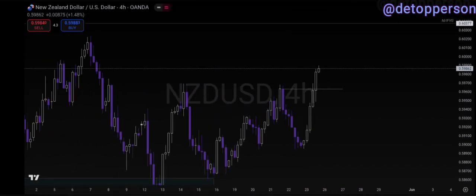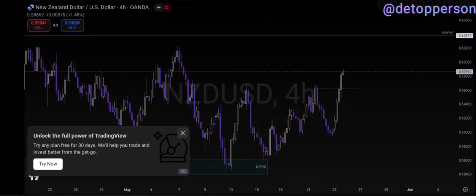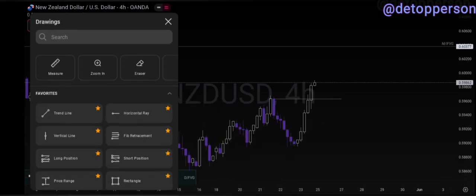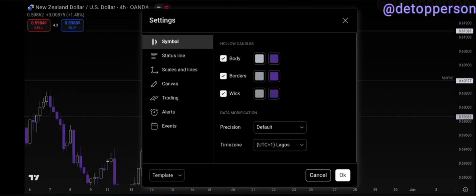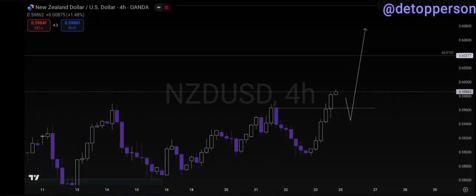So for my own anticipations, I actually want to see price coming into this zone right here and then trade above, into probably the 50% mark or thereabouts. So this is NZDUSD on the 4 hour time frame.